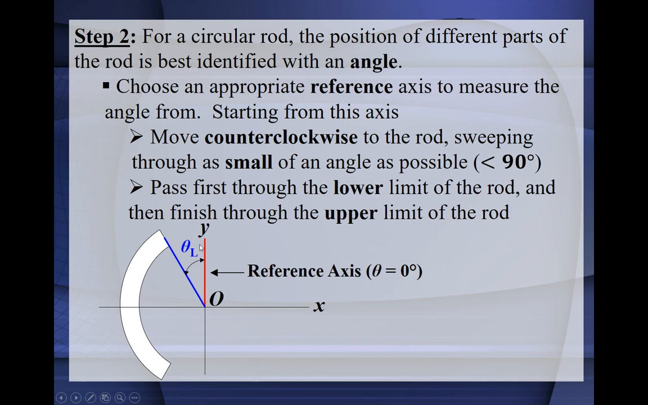We're going to call the angle from the reference axis counterclockwise to where the arc of charge starts theta L. So theta L just represents the lower limit of the rod, which is the angle from the reference axis to where the arc of charge is going to start. And then we're going to call theta U the angle from the reference axis to where the rod of charge is going to end. I call it theta U for upper limit because, as you'll see later on, we're going to use that as a limit of integration when we integrate to figure out what the total charge is.